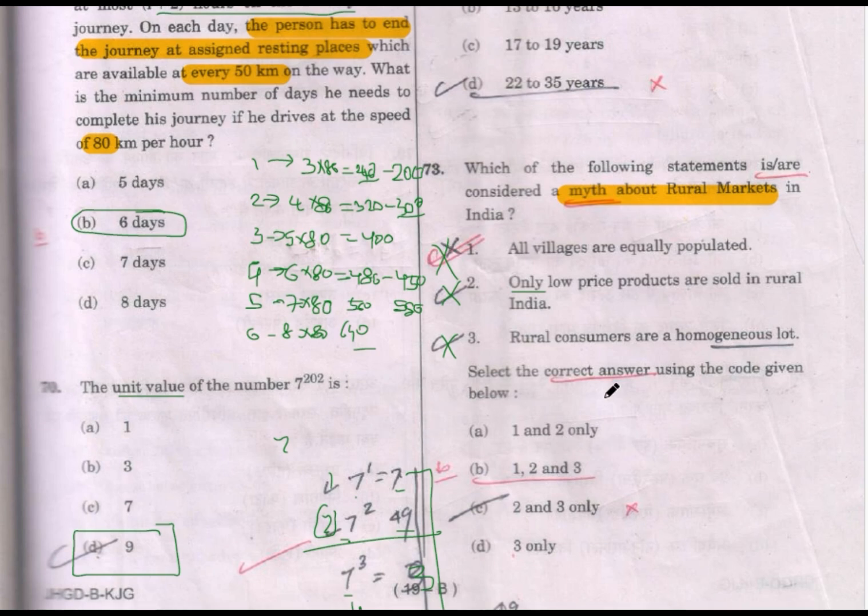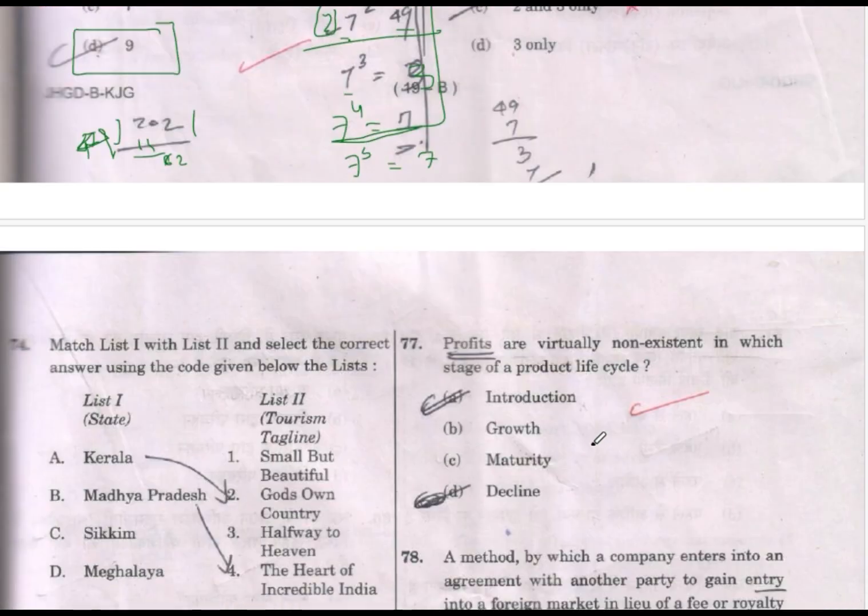So please select the correct answer, okay. Here correct answer means a myth, that is the wrong thing. What is wrong? All these are wrong. So the correct answer will be option 4, all of these, okay.